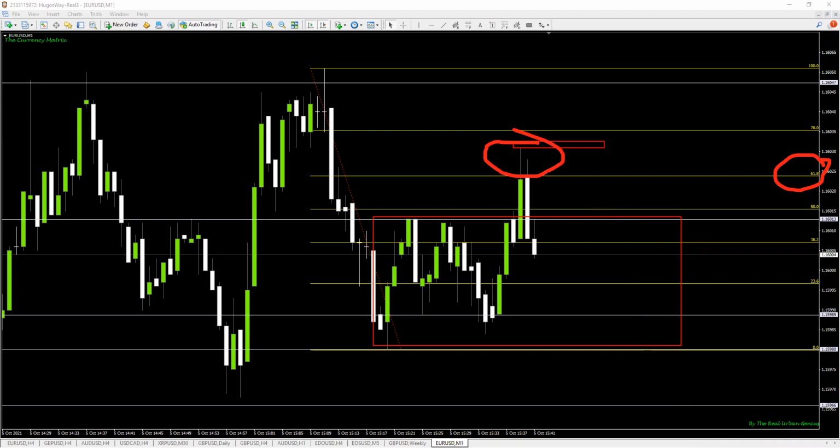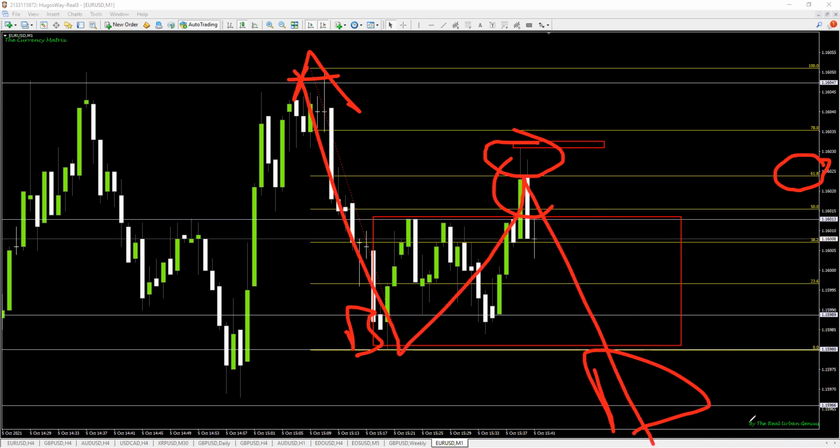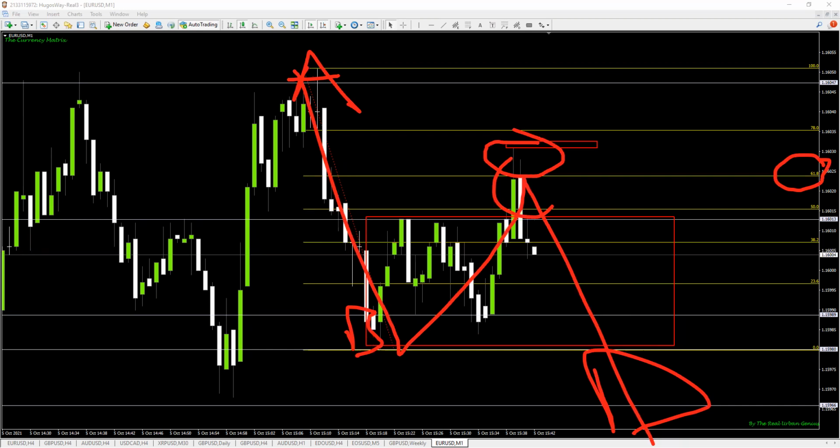So that's the beginning of an A, B, C, D pattern. And of course, we know it's 8:45, so we know New York's going to get in here and shift the market up, shake the market up pretty well.